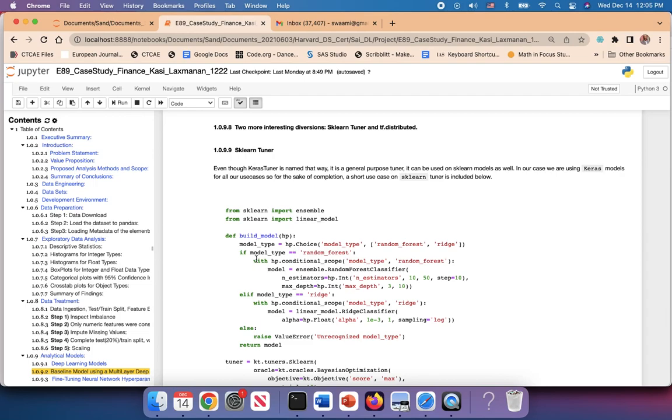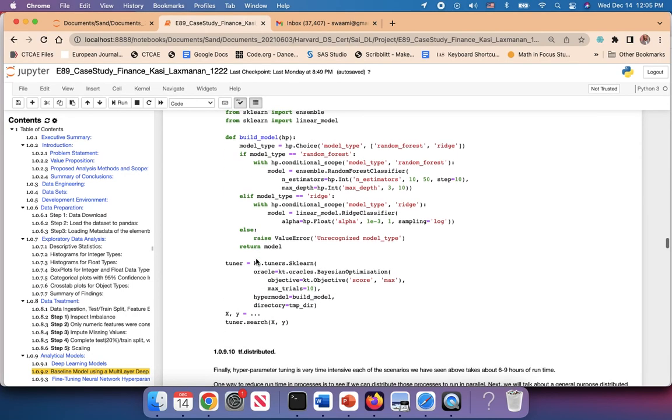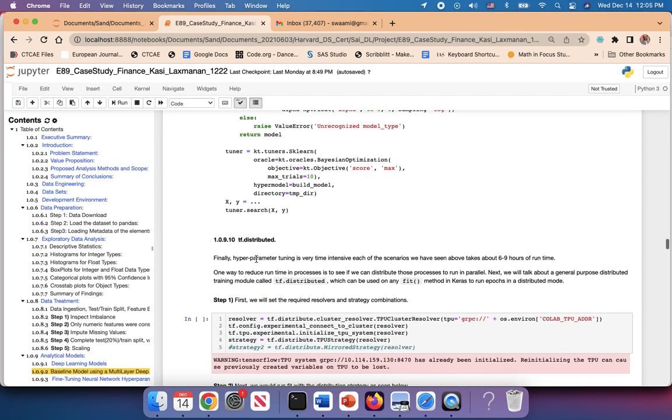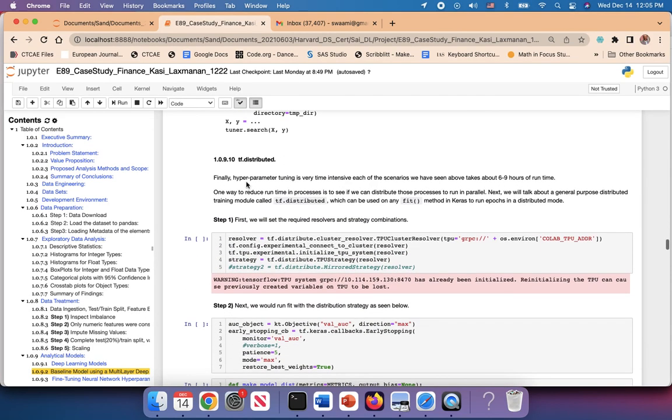Even though KerasTuner is named that way, it's a general purpose tuner, so you could potentially use this on a sklearn model. So here there is an example on how you would use that. Another related topic is tf.distributed.